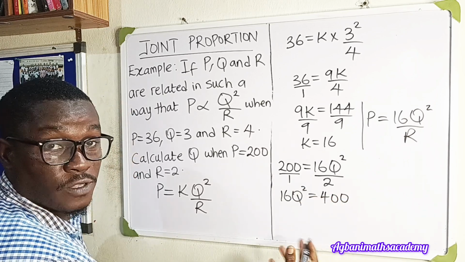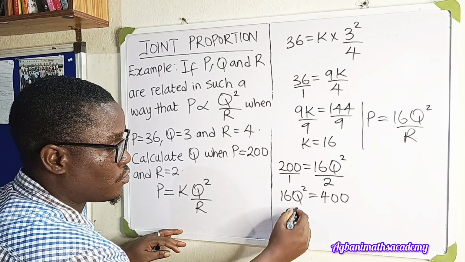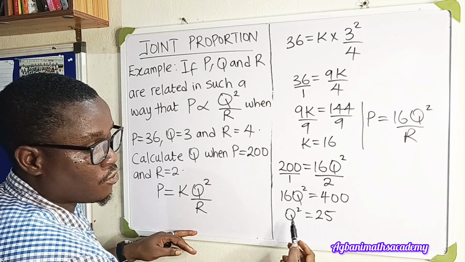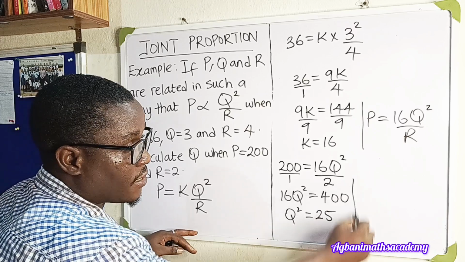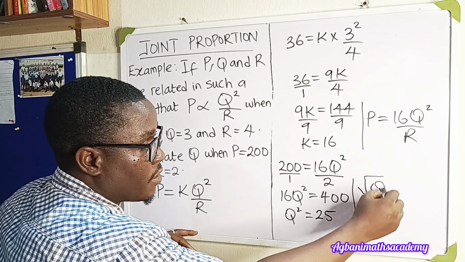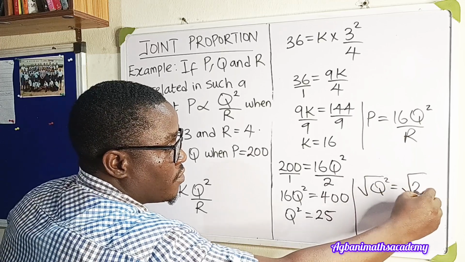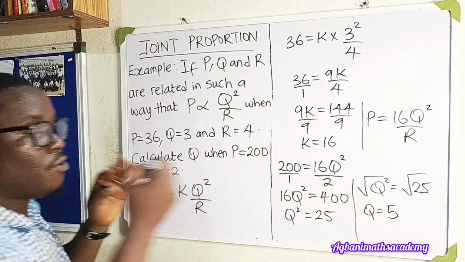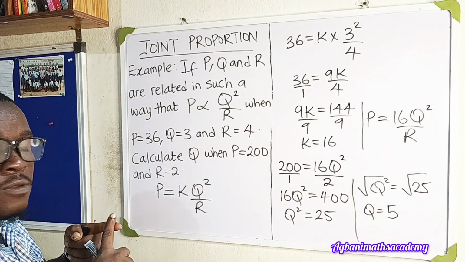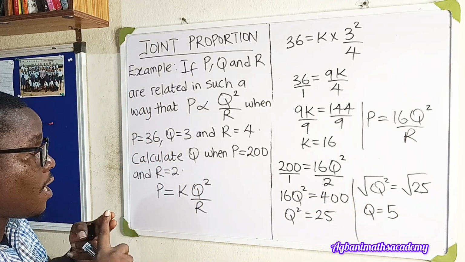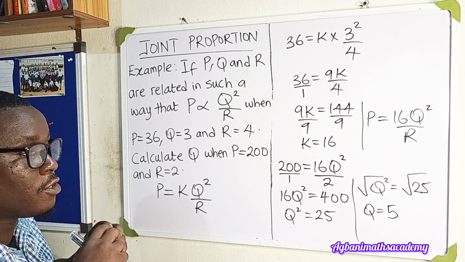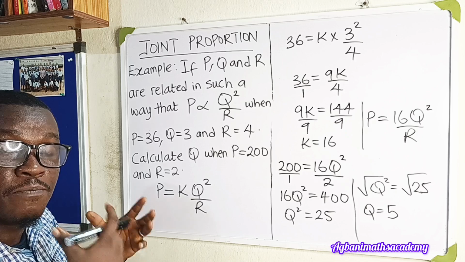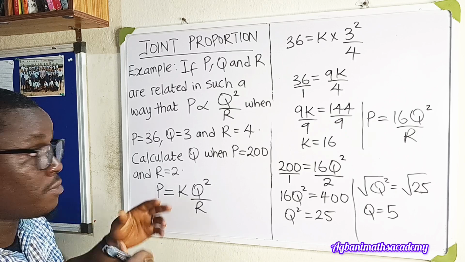Okay, so if we divide both sides by 16, Q squared is equal to 400 divided by 16, which is going to give us 25. Okay, so to get the value of Q, we take the square root on both sides. So the square root of Q squared is equal to the square root of 25. This means that the value of Q is equal to 5. So using this relationship, when P is equal to 200, R is equal to 2, then Q is equal to 5. Very simple.